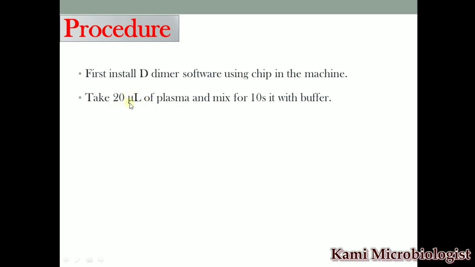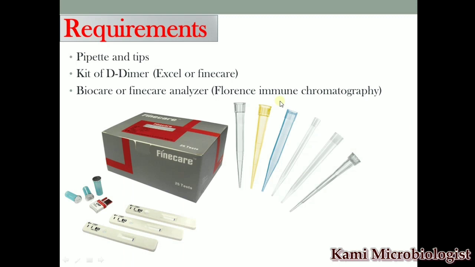Okay, now let's suppose I'm using the Excel company kit, so what will I do? First of all, I have to take 20 microliter of the blood plasma, and I will mix it into the buffer, which, let me show. Now you will mix it in the buffer.